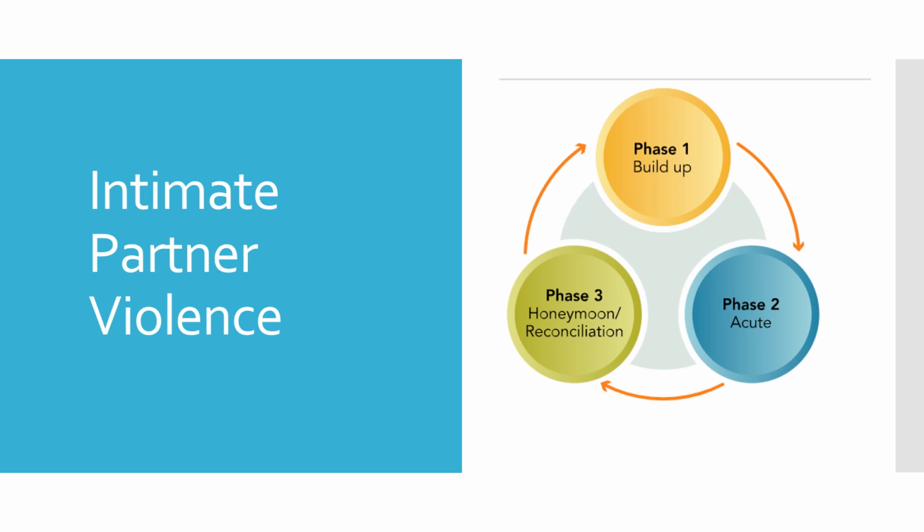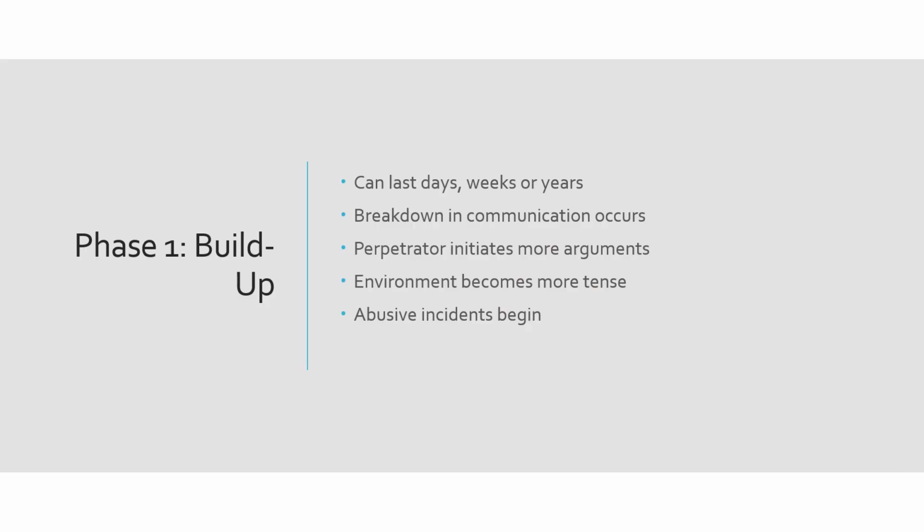So there are some phases when we talk about intimate partner violence. There are 3 phases with periods of calm between each phase. The time between phases may vary, the cycle will repeat, and individual experiences may be different. So as we look at phase 1, this is the buildup. This can last a few days to a few weeks to even years.